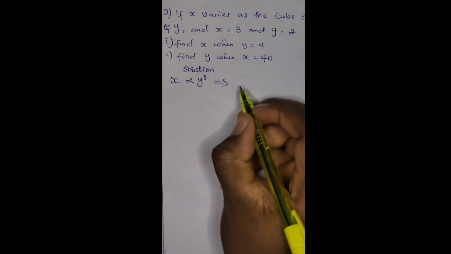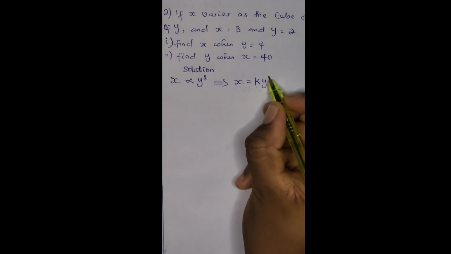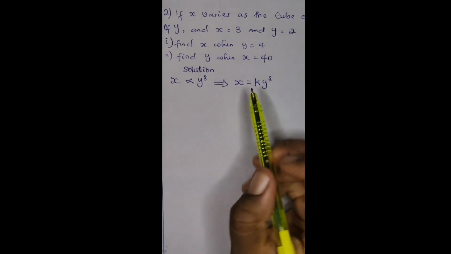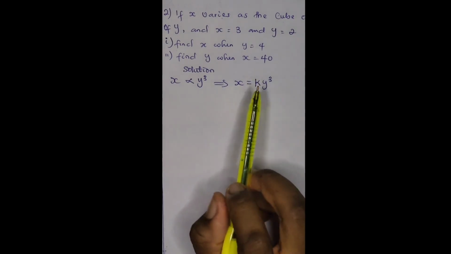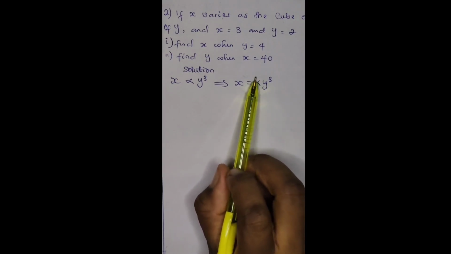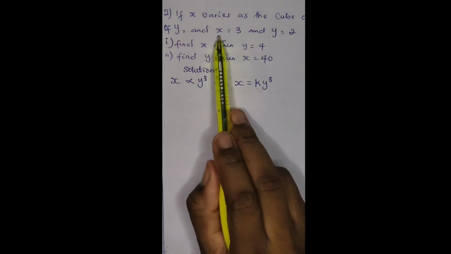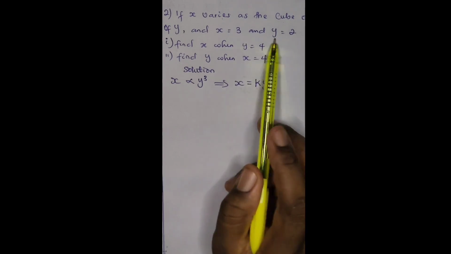This implies that x is equal to k, which is our constant, times y cube. So first of all, we have to get our constant, which is k, and how to get this, we use the first information given to us, x equal to 3 and y equal to 2.